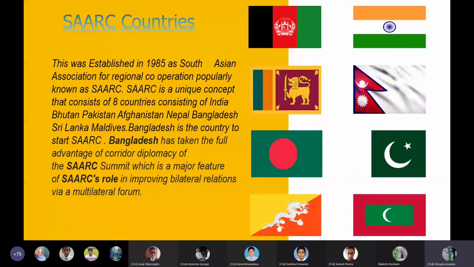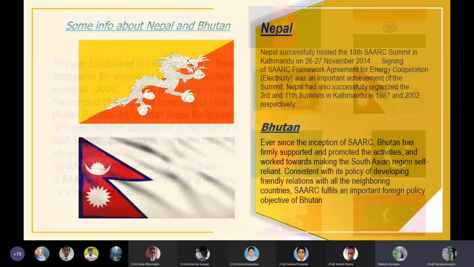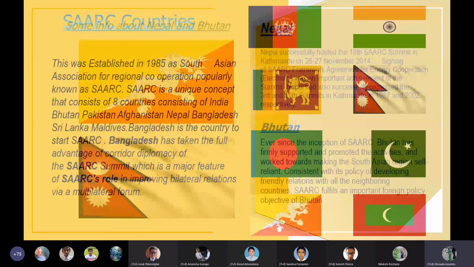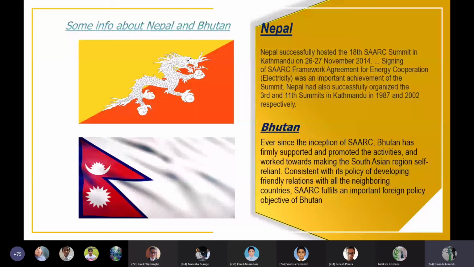Okay. SAARC roles in improving bilateral relations. Some information about Nepal and Bhutan. Nepal successfully hosted the 18th SAARC Summit in Kathmandu on 26th and 27th November 2014. The signing of the SAARC Framework Agreement for Energy Cooperation (Electricity) was an important achievement of the summit. Nepal had also successfully organized the 3rd and the 11th summits in Kathmandu in 1987 and 2002 respectively.